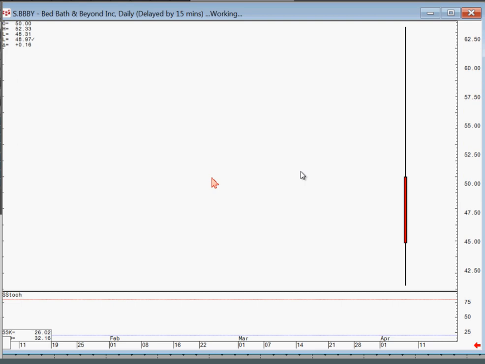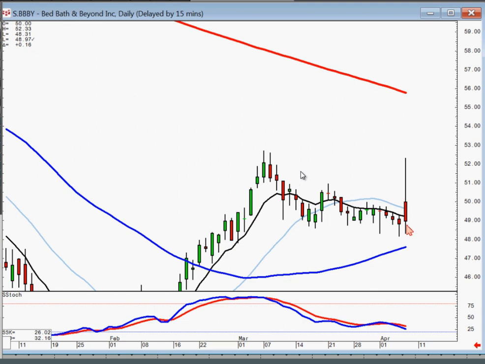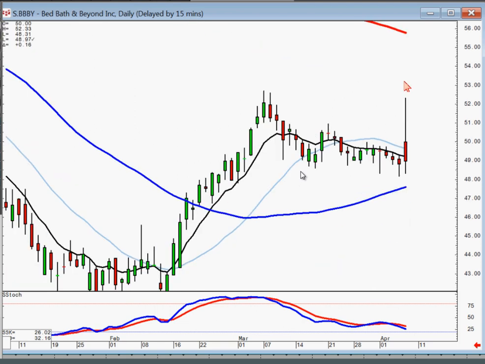Bed Bath & Beyond. Notice it broke out, but then came right back into the trading range, which means it failed. I'd put a sell stop below today's low. I'd be shorting it if it comes down through there.